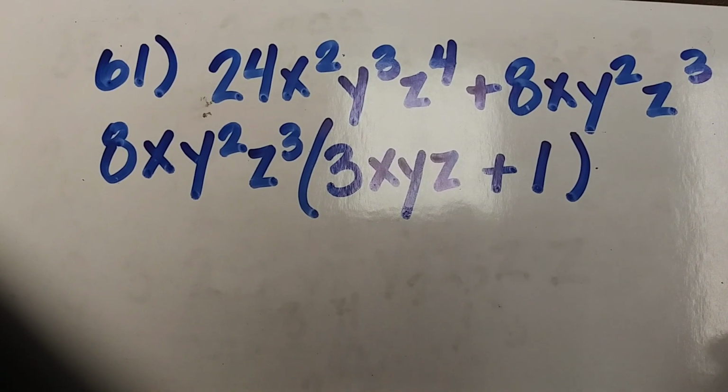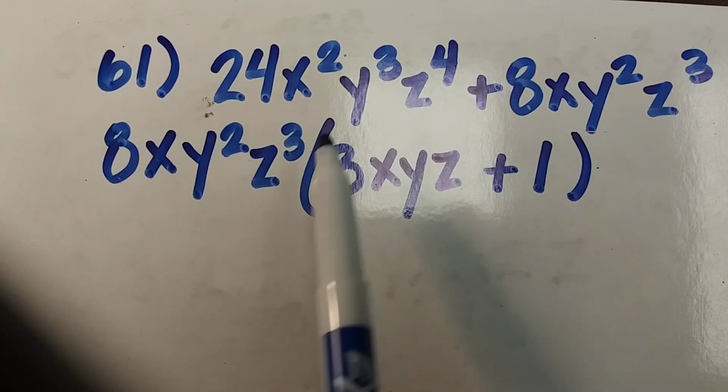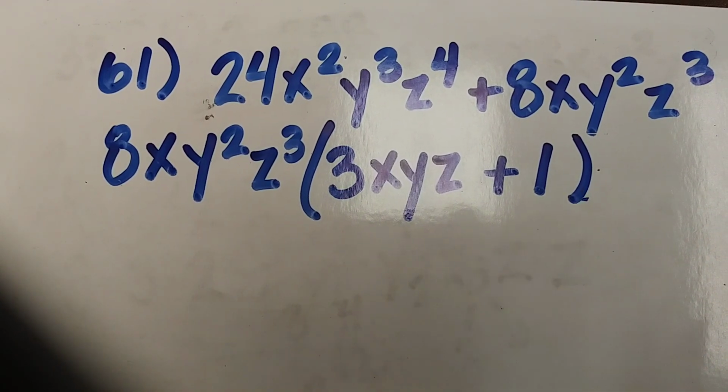So very important that you remember those rules. When I'm going up and down, I am dividing. And when I'm going across, I am multiplying. So make sure you remember those. Look at number 63.